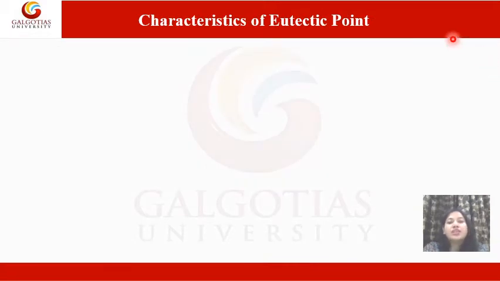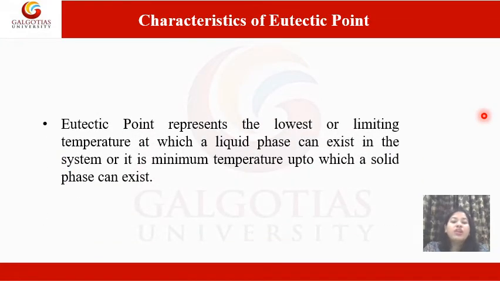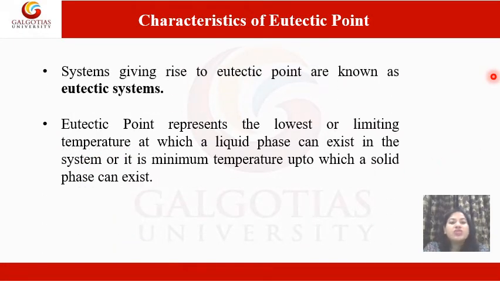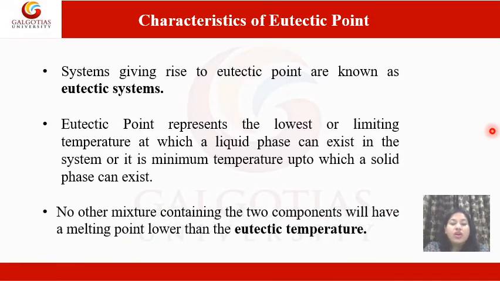Now, let us discuss the characteristics of the eutectic point. Eutectic point represents the lowest or limiting temperature at which the liquid phase can exist in the system, or it is a minimum temperature up to which a solid phase can exist. Systems giving rise to the eutectic point are known as eutectic systems. No other mixture containing the two components will have a melting point lower than the eutectic temperature.